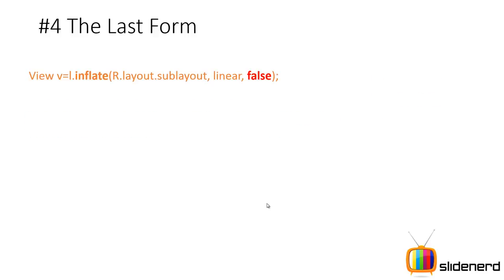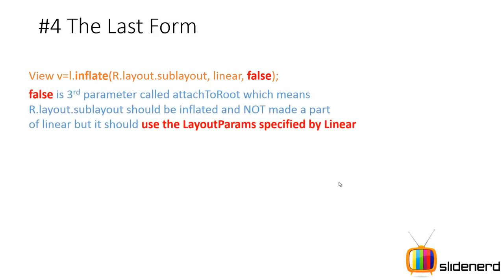Alright, so this is the final form of the method, which is something like this: l.inflate(r.layout.sublayout, linear, false), where linear is the parent. Now what does this false do? Very simple. The false means that r.layout.sublayout should be inflated, but it should not give a reference to this linear layout inside V. It should give us the reference to the text view. Remember the first issue that we discussed? Second, this linear is passed here in the second place so that you can use its layout params object to control the appearance of this text view.